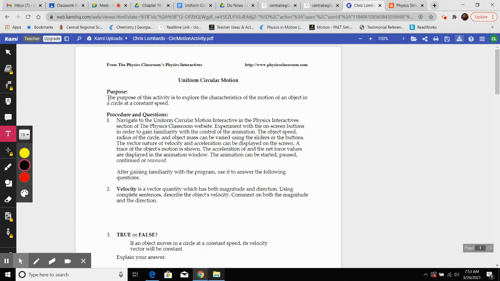Yeah? Okay. So like yesterday, if I just take my keys and I spin my keys around, is that a constant velocity? Why? So if it's moving at a constant speed, right?